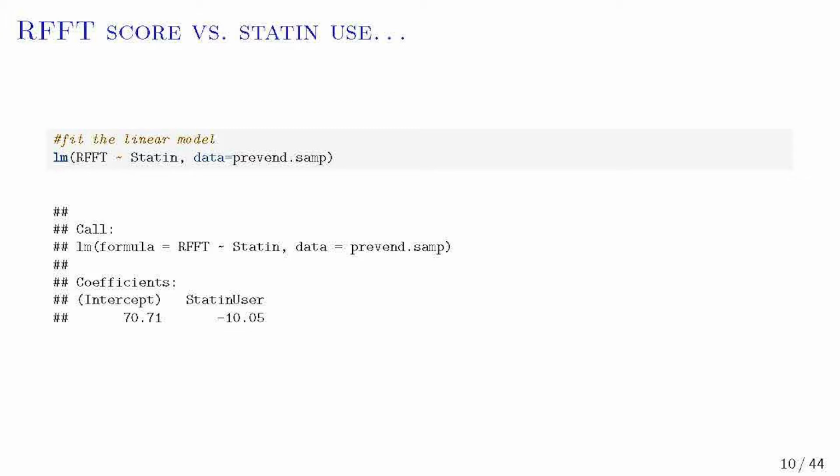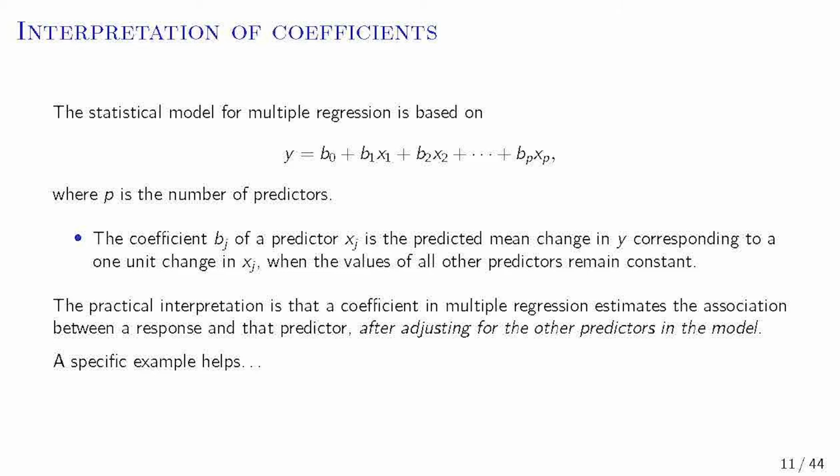And if we were to just use the statin user 1-0 binary variable, so 1 yes, 0 no, this would be our result. And we'd have an intercept, so that would mean that on average we would expect a non-user to score 70.71, and we would expect the statin user to score about 10 points less. But like I've alluded to, we have not controlled for age here, and that could be a confounding variable. So again, we can do better. We can control for age with this model. And let's give that a whirl.